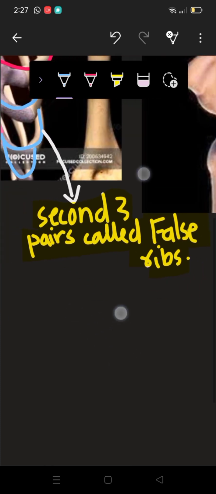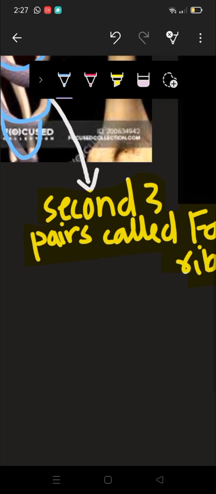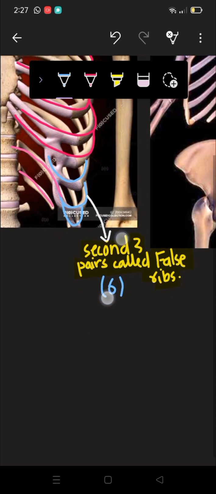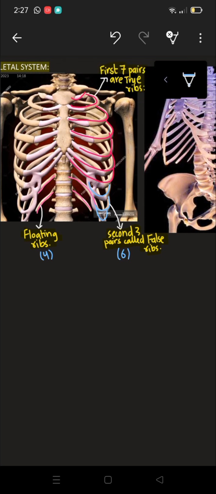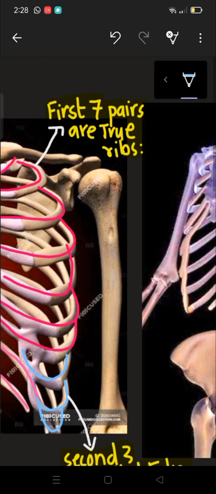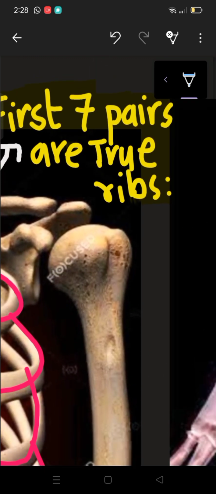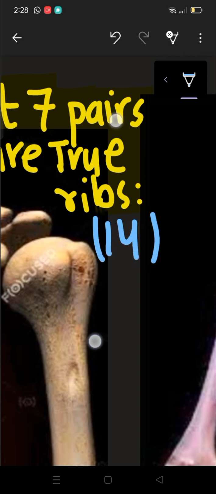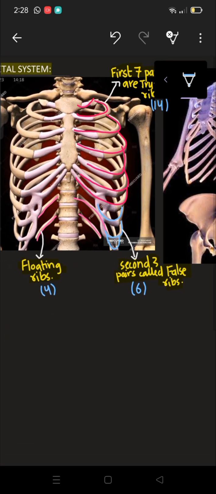Then false ribs are 3 pairs of ribs, so 3 into 2 is 6. Here we have 6 ribs. So 6 plus 4 is 10. We have 24 ribs total, and 24 minus 10 is 14. So 14 ribs are still remaining, and 7 pairs of ribs are known as true ribs. So 7 into 2 is 14. As you can see, 14 are the true ribs, then 6 are the false ribs, then 4 are the floating ribs.